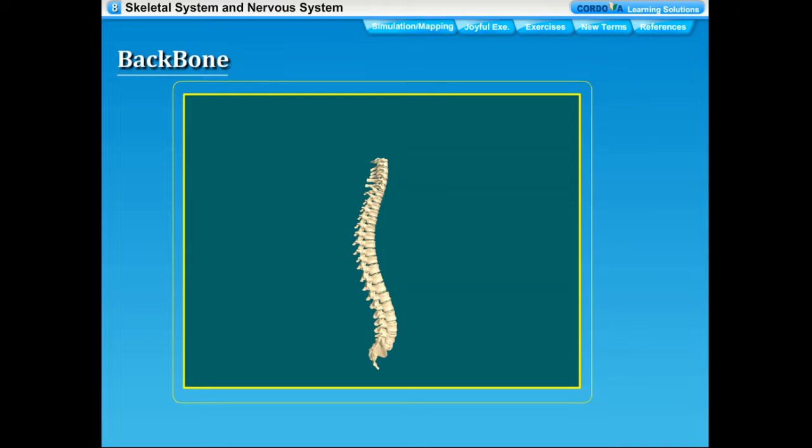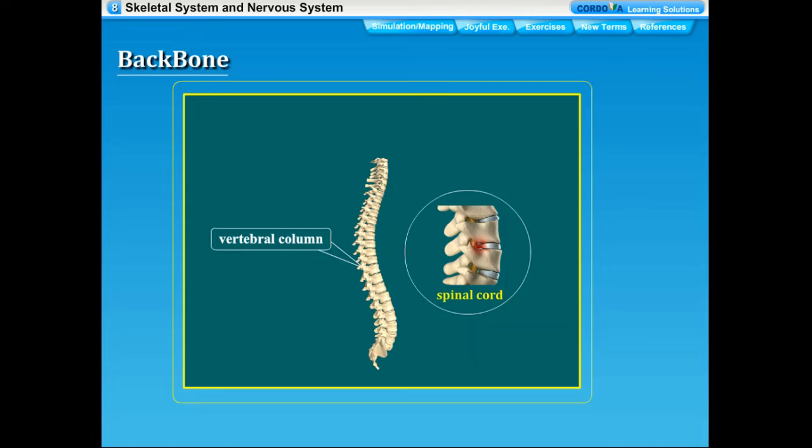Backbone. The skull is attached to the backbone, which forms the main axis of skeleton. Our backbone is made up of 33 small bones called vertebrae. The vertebrae join together to form a strong column called the spine or vertebral column. It is flexible and protects the delicate spinal cord.